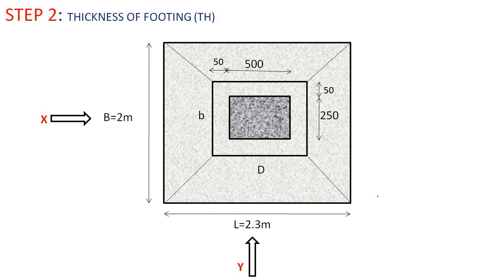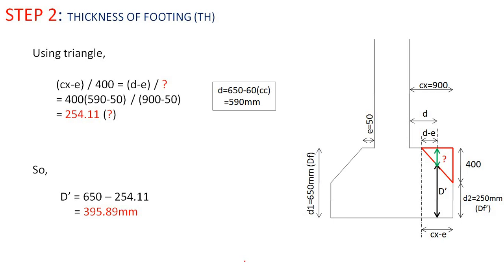Here we have seen this is provided with the dimensions and the offset. So in the further calculation we will see the x direction over here and the y direction over here. So let us move ahead. For this step we will make one triangle and we will find the d dash at the distance of d.